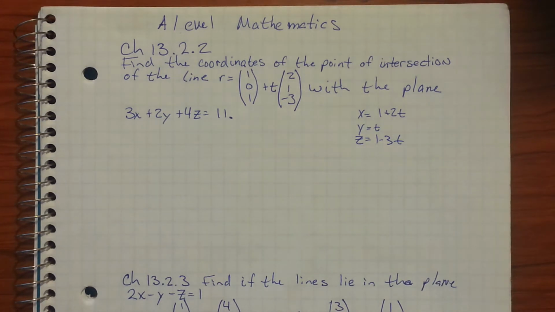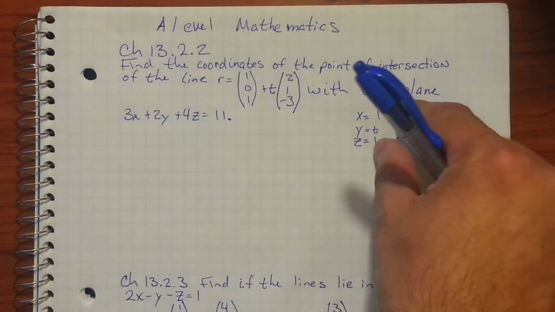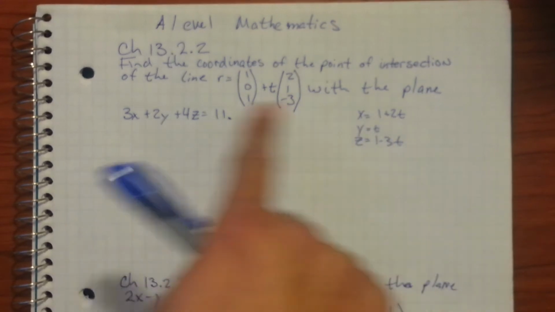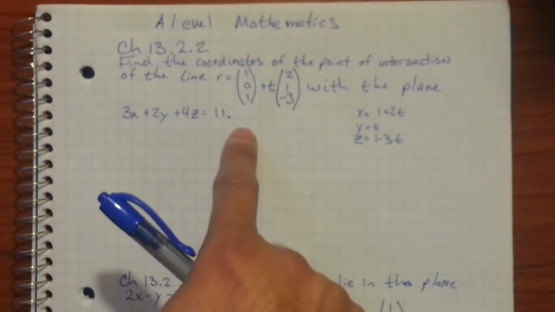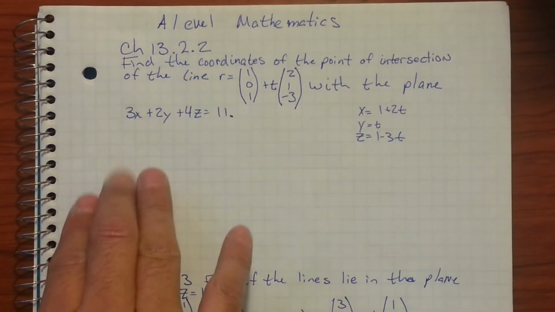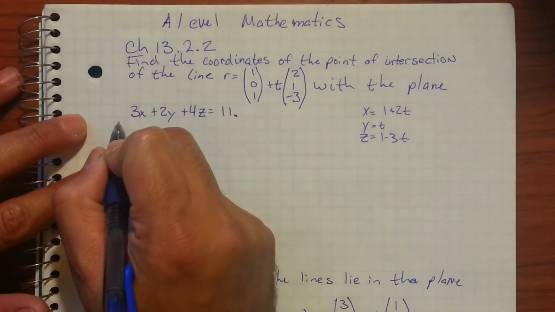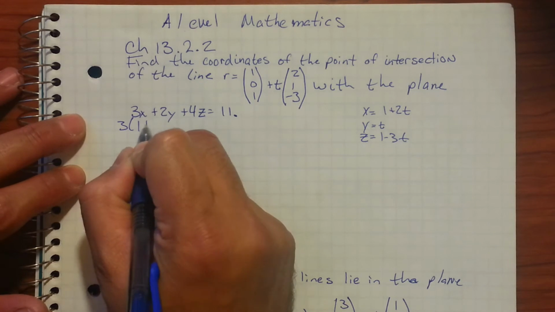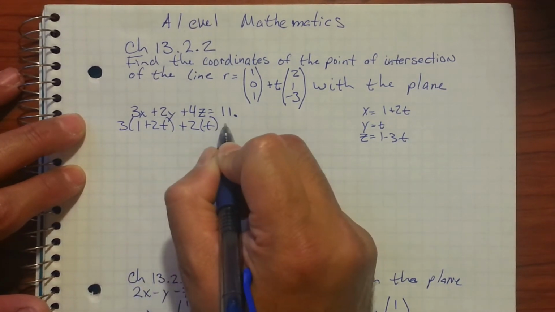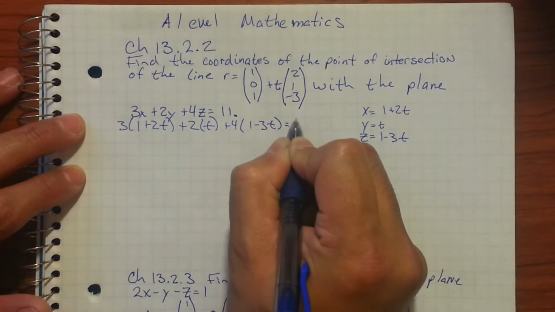So now I have my x, y, and z. Since this is going to be a point of intersection, I'm going to plug these into here and solve for t. When I solve for t, that gives me the t when these are at the same point. Then I will work it out from there. So I'm going to plug this in. It's going to be 3 times (1 plus 2t) plus 2 times t plus 4 times (1 minus 3t) is equal to 11.